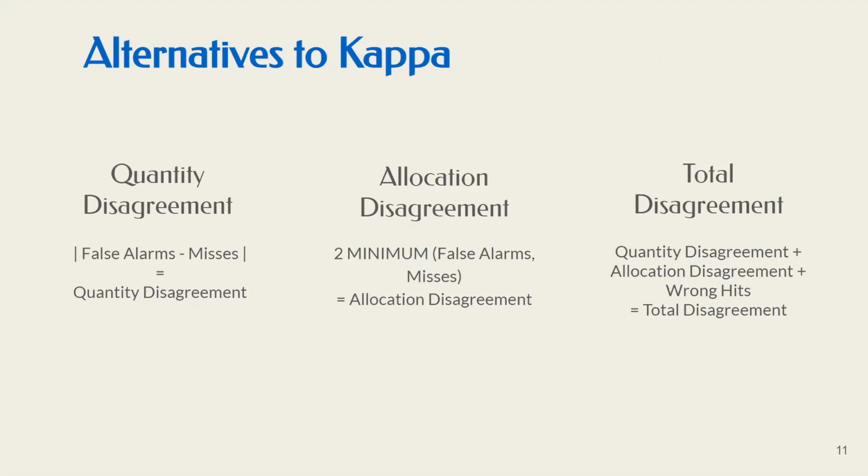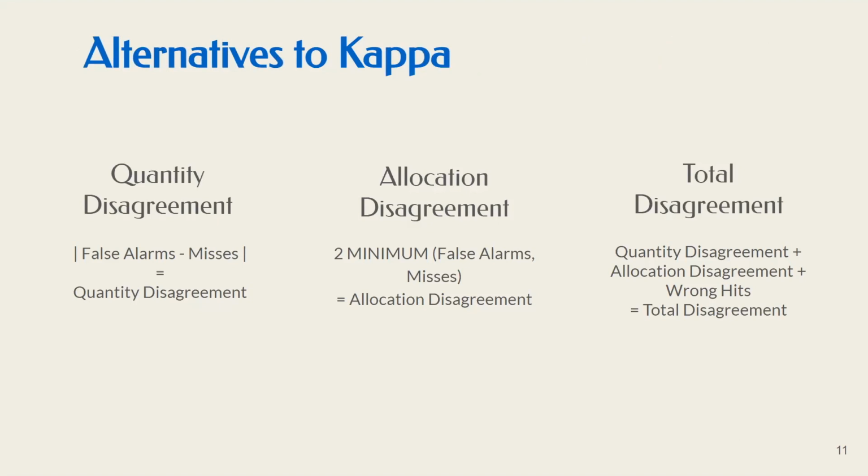There exist many alternatives to Kappa for accuracy assessments of simulations and classifications. The figure of merit statistic summarizes actual change over the total change in a simulation model by calculating hits divided by the sum of hits, misses, and false alarms. Quantity disagreement can be used to understand how many pixels were wrongly projected. This is calculated as the absolute value of false alarms minus misses.